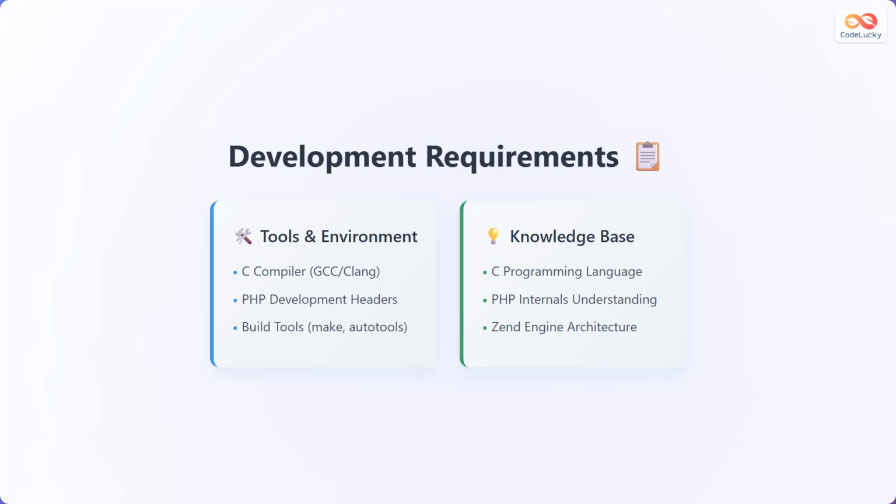Before we start developing PHP extensions, let's discuss the requirements. First, you'll need certain tools and environment setups such as a C compiler like GCC or Clang, PHP development headers, and build tools like Make and AutoTools. Also, it is important to have a solid foundation on the knowledge front. You should have a good grasp of the C programming language, understanding of PHP internals, and Zend engine architecture.